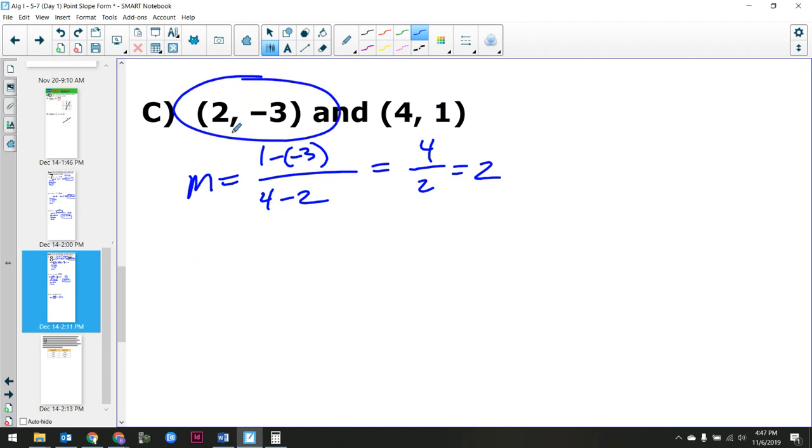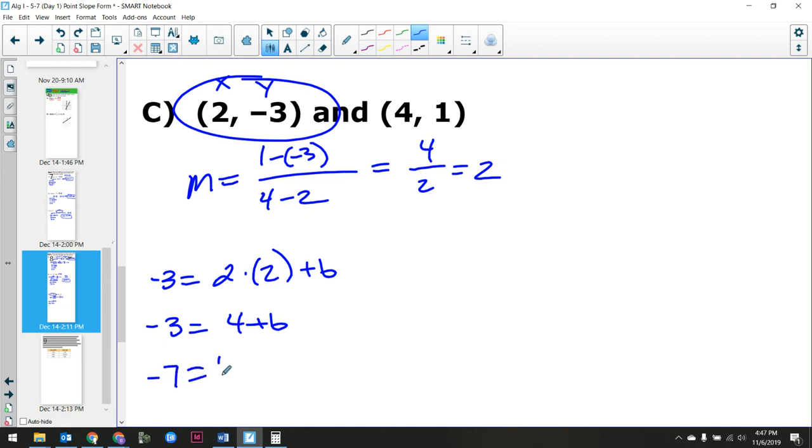All right, let's use 2 comma 3 this time. So here's my x and my y. Y equals mx plus b. Negative 3 is equal to 4 plus b. Subtract the 4. Negative 7 is my b value. So m is 2. B is negative 7. Y is equal to 2x minus 7.